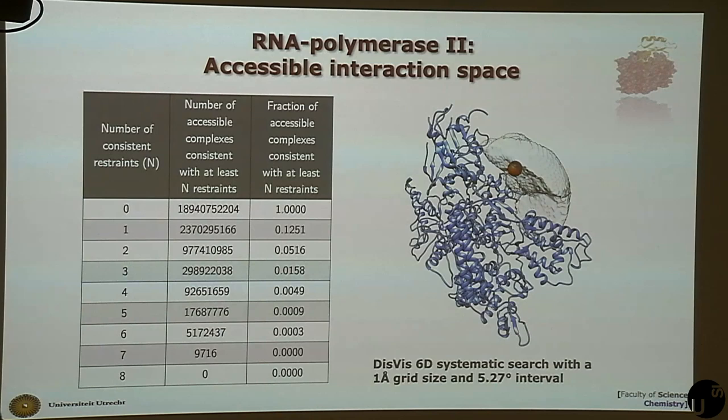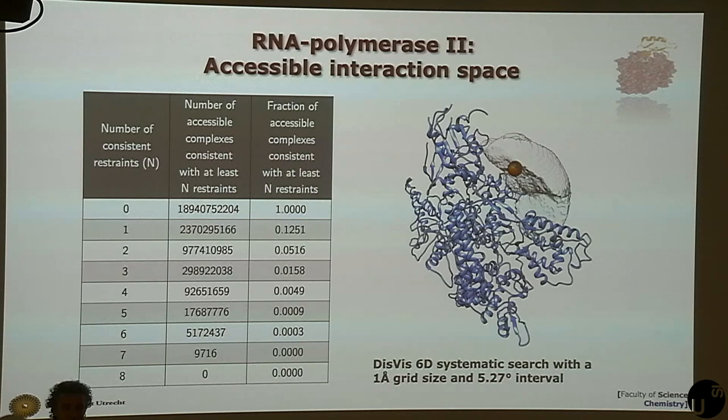Now, this is some statistics of what's happening. So these are all the solutions in which the two molecules are in contact. Okay, so that's not the number of solutions that we sampled, but these are all the solutions where they are in contact. Our sampling was a 1 angstrom grid size and 5.3 degree rotations. So this is a very large number. So this is 190 billion solutions, okay? Now you start adding restraints and you see that this is shrinking, but it's not shrinking very fast. Look at three distance restraints. We still have 300 million solutions that are possible, that are consistent with three distance restraints.